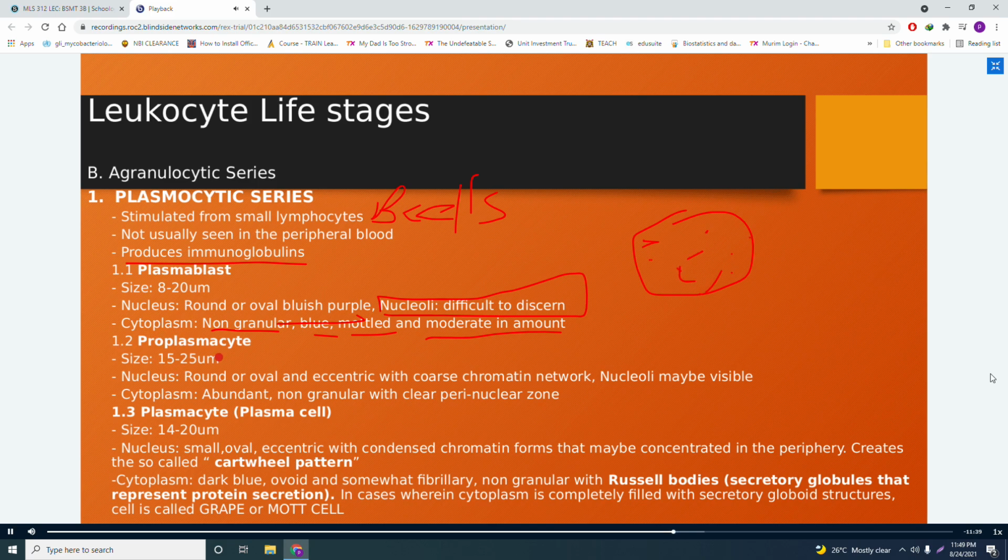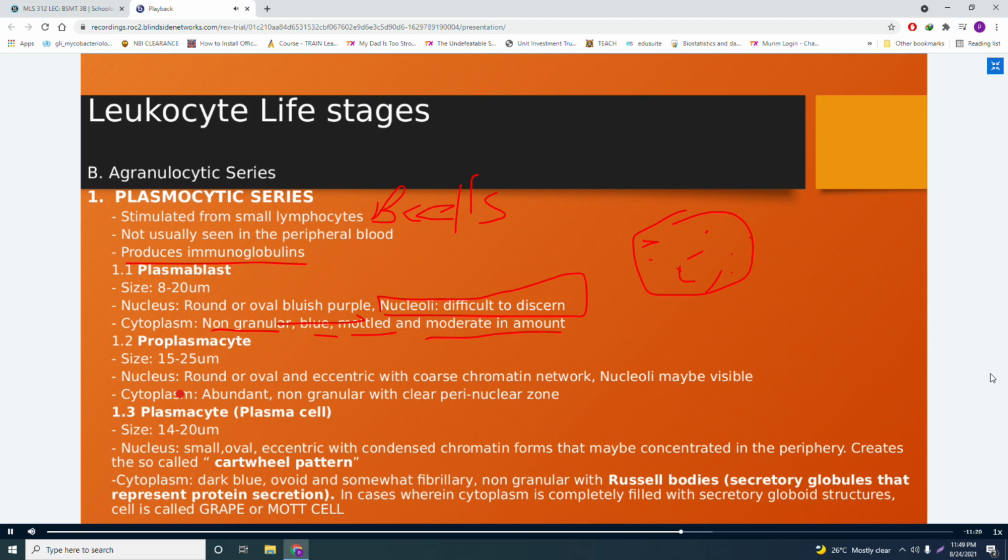Then after your plasmablast, we have your proplasmacyte. Your proplasmacyte is 15 to 25 micrometer in size. Nucleus is round or oval and eccentric with coarse chromatin network.